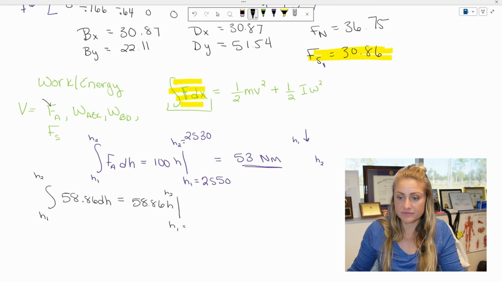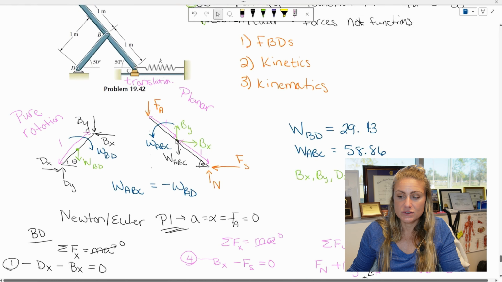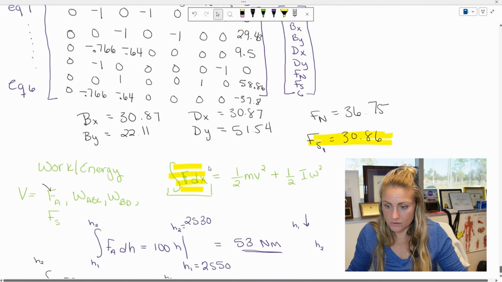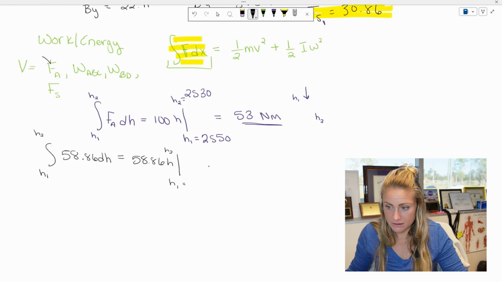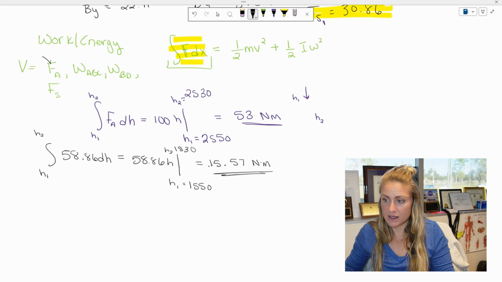The weight of ABC, right, the location of that is going to be halfway. So now the vertical distance would be 1 sine. So for here it would be 1 sine 50, and this would be 1 sine 30, and this is going to equal 15.57 Newton meter.